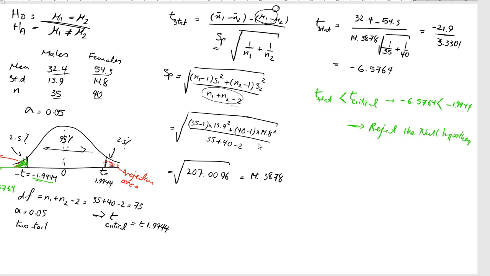So remember that this area is the rejection area. Now I'm turning it to green. The t-stat value is lower than that. Therefore, we can say that the mean number of text messages sent differs between males and females.